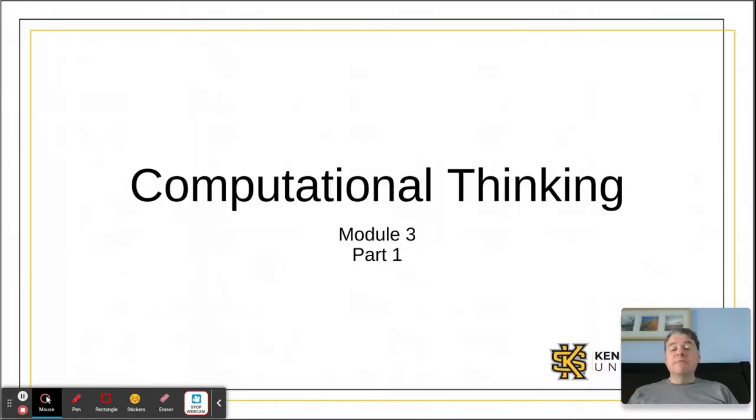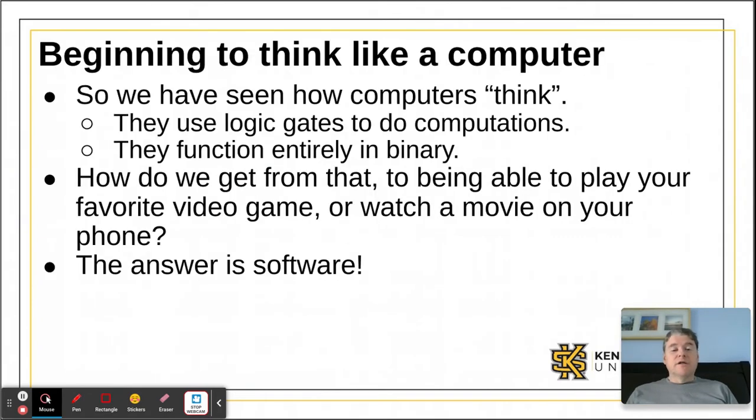This is going to be the beginning of module number 3. This is going to be one of 2 lectures on computational thinking. So today in lecture, we're going to discuss what computational thinking is and how you can use it in life. All right, so to begin with, we're going to talk about where we were in the last few lectures.